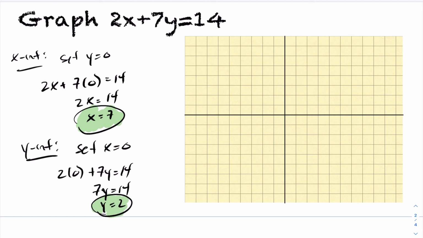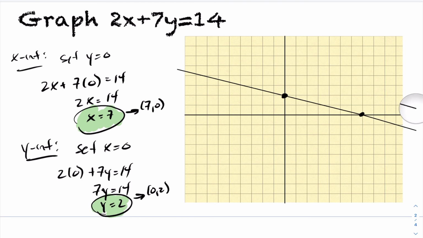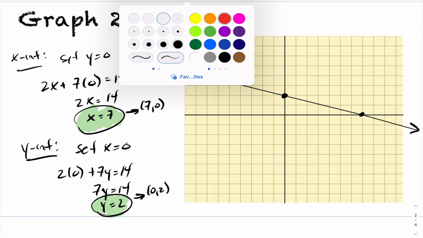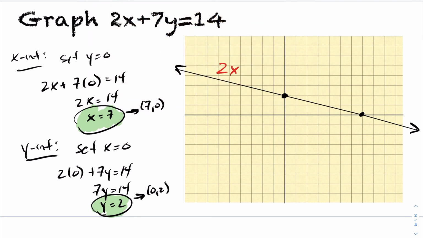Okay, so let's go ahead and graph these points here. I have an x-intercept of 7, and if you express that as a point, that's the point (7, 0). And the y-intercept is the point (0, 2). The point (7, 0) is 1, 2, 3, 4, 5, 6, 7. It's going to be right here. And the point (0, 2) is going to be right here. If I connect these up with a line, we can extend this line this way as well. And here we have ourselves a straight line, and this would be a graph of 2x plus 7y is 14.